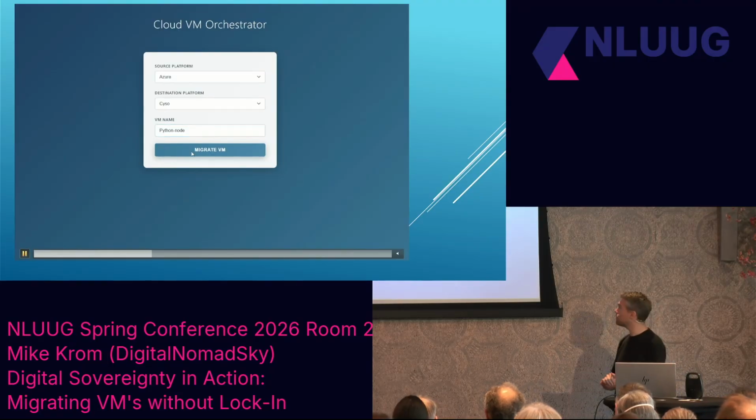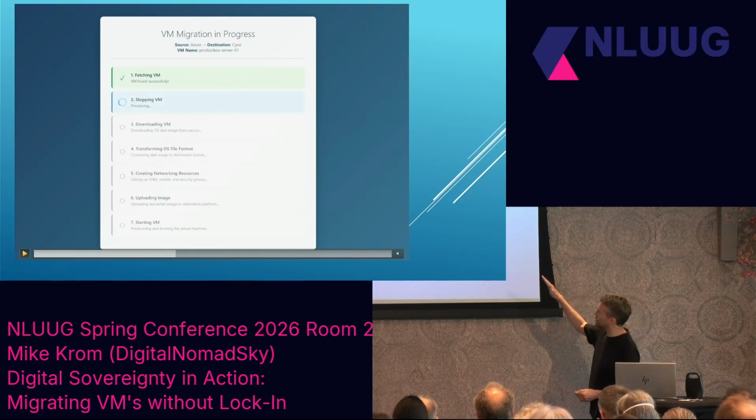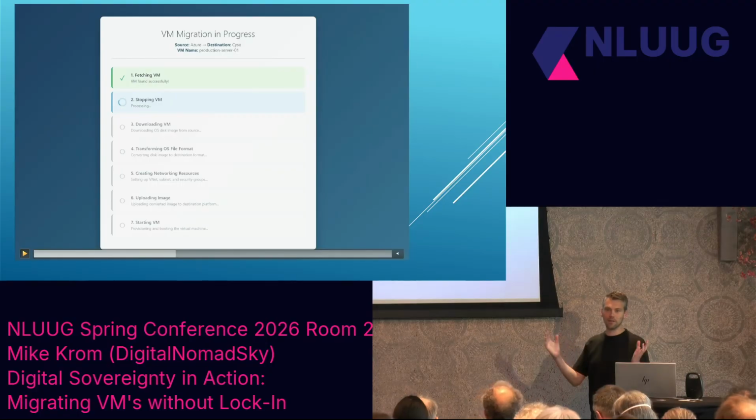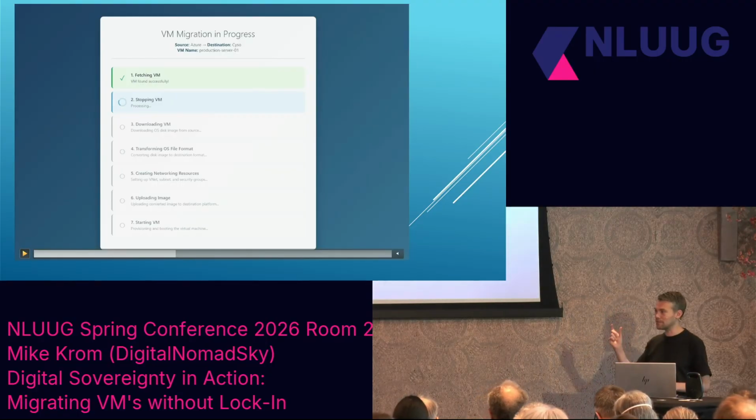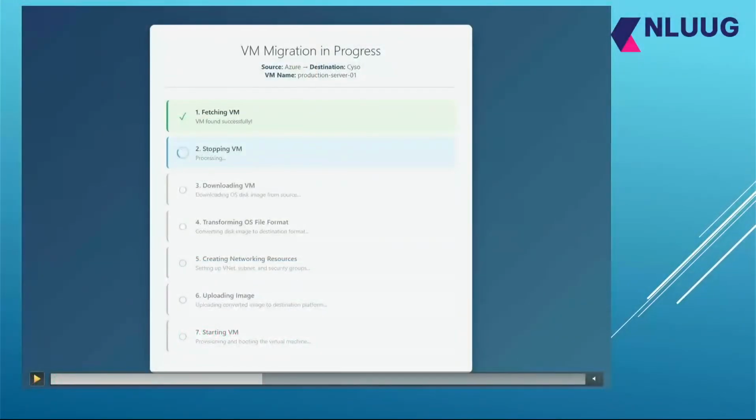So if you then migrate the VM, it will start the whole process. As I said, it will try to find the VM in your current cloud, usually get the ID, and then it will stop the VM. So you get a little bit of downtime. You only see your VM will be shut down, so your app goes down. So you need to choose a smart migration window.